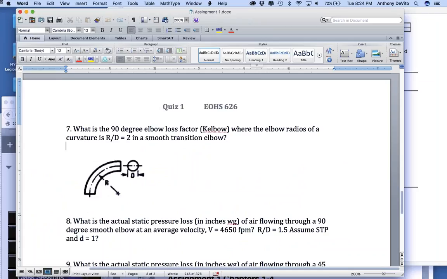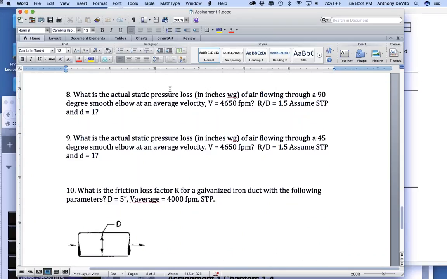Since it's a 90-degree turn instead of the 45 degree I suggested just now, it's 0.13. What is the actual static pressure loss in inches? You're losing energy when you make a turn because the air is hitting the side of the duct. There's vibration, there's heat generated, and so on. What's the actual static pressure loss in inches of water of the air flowing through a 90-degree smooth elbow, what we just had, at an average velocity?